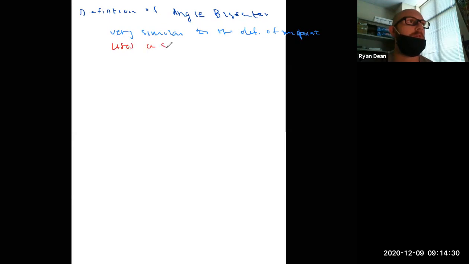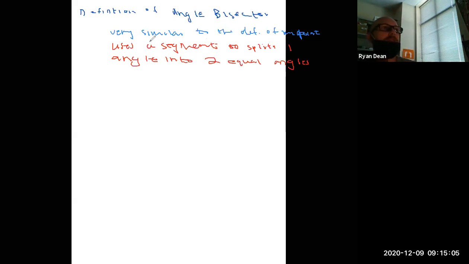So this uses a segment to split not two angles, it splits one angle into two equal pieces. I say pieces, I mean angles. Okay, so the definition of angle bisector uses a segment to split one angle into two equal angles. Okay, and the implication for this is that when you have an angle bisector, it creates two congruent angles. So equal, congruent is probably the better word.